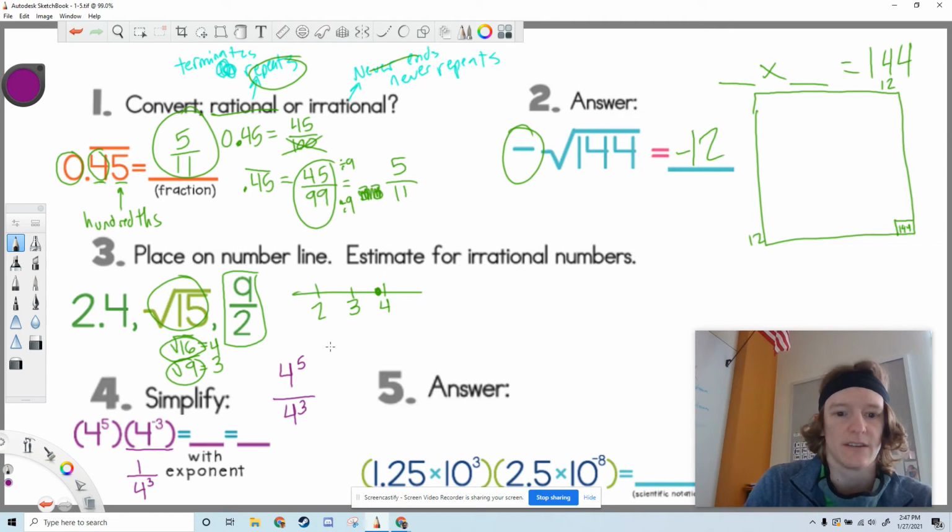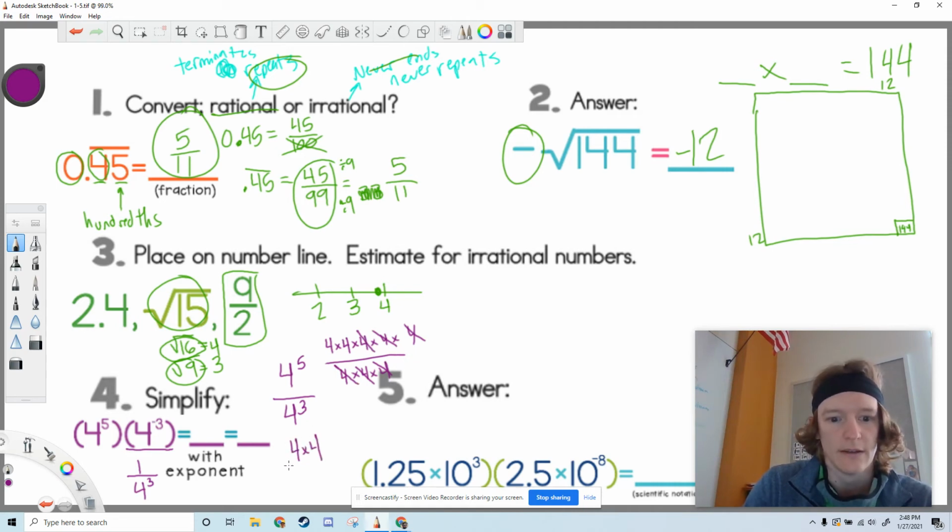Now I'm going to expand this out. This is 4 times 4 times 4 times 4 times 4 over 4 times 4 times 4. What we can do is divide these by 4, divide these by 4, and divide these by 4. So now I only have 4 times 4 on the top, and I have a 1 on the bottom. 4 divided by 4 is 1. So I'm going to get a final answer of 16.